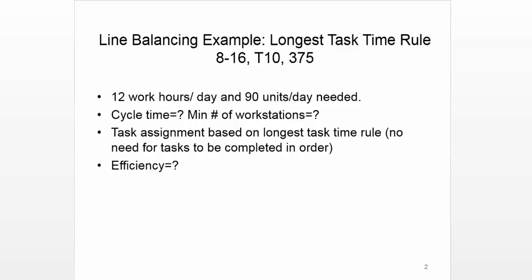In addition, we know that the working hours per day is 12 hours, and we would like to make 90 units per day. Based on this, we're going to calculate the cycle time, the minimum number of workstations, and efficiency. Of course, we're going to complete task assignment based on the longest task time rule as well.